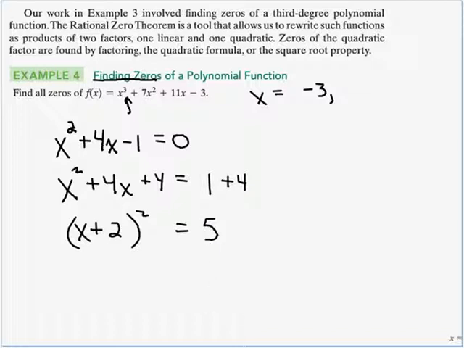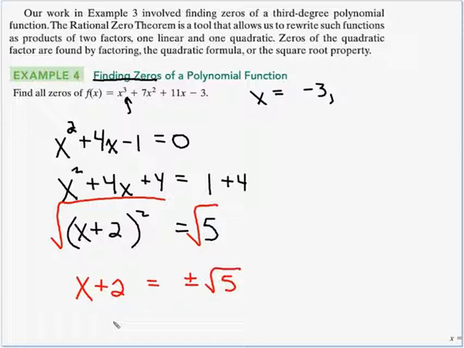So now this is 5. And then we root both sides. Don't forget there will be a plus and minus in front of that radical. And then I'm going to subtract 2 from each side. Negative 2 plus and minus the root of 5.